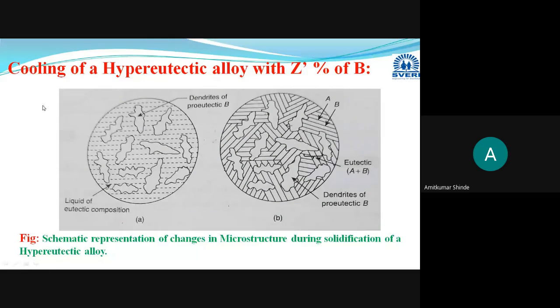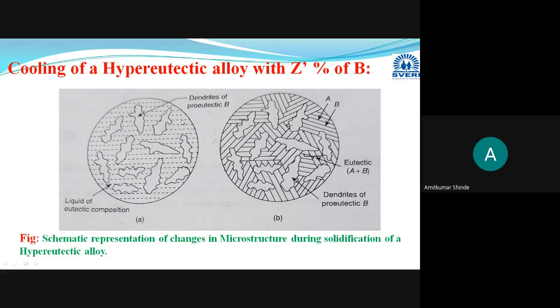From region 1 to 2 only liquid will be there. Then in region 2 to 3, this proeutectic B is separated, meaning element B will get separated from the total liquid, so your microstructure will consist of liquid plus this proeutectic B. This will be the microstructure in the region 2 to 3. This diagram A will represent the microstructure from region 2 to 3, and this diagram B will represent the microstructure in the region 3 to 4.